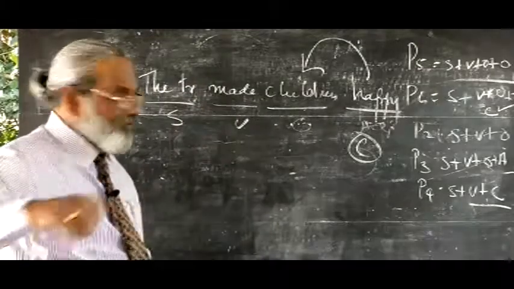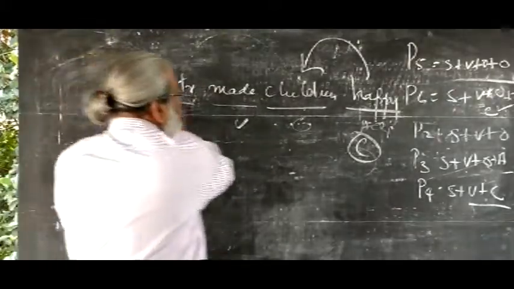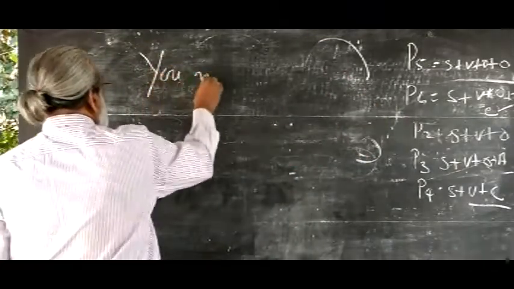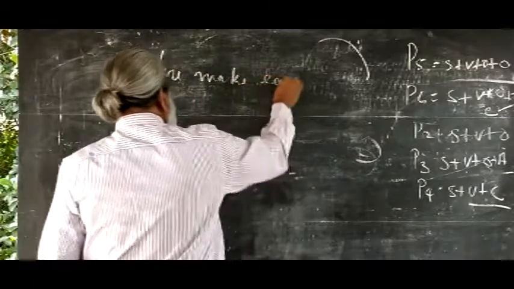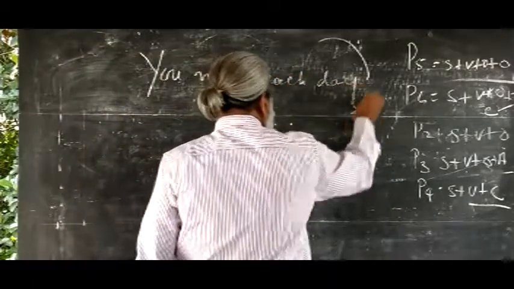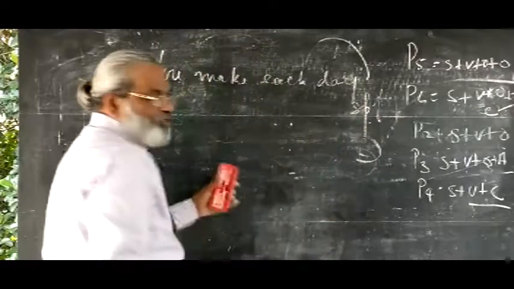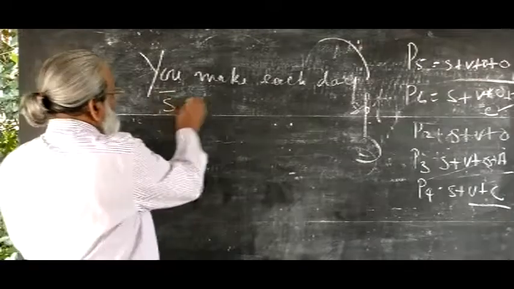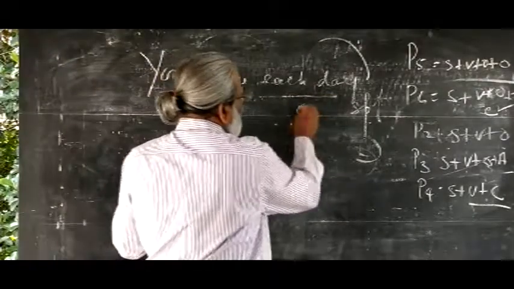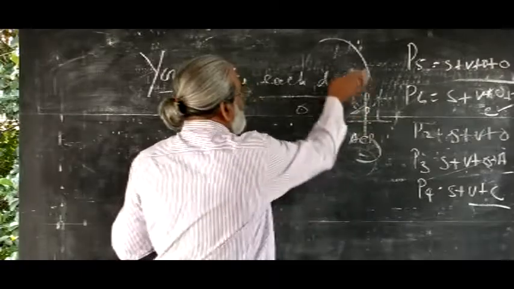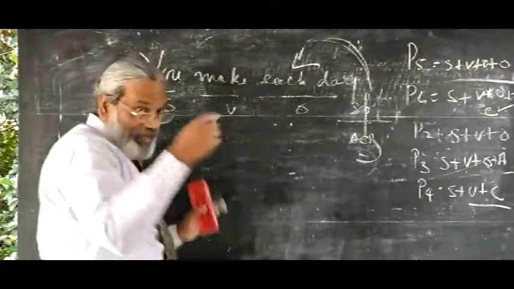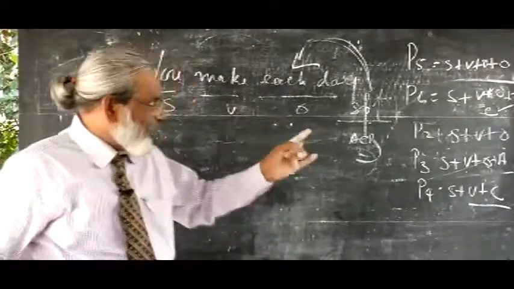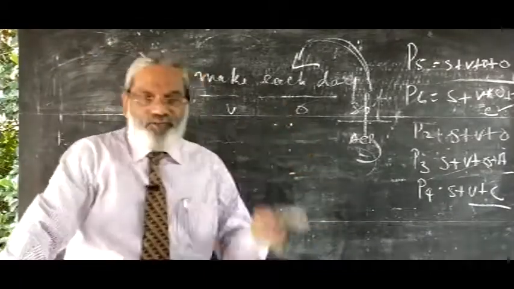In the textbook it is given. In your textbook, it is given: you make each day special. Look here, each day special. You is subject, make is a verb, each day is object. Special is an adjective. Each day special. That is called S plus V plus O plus C.